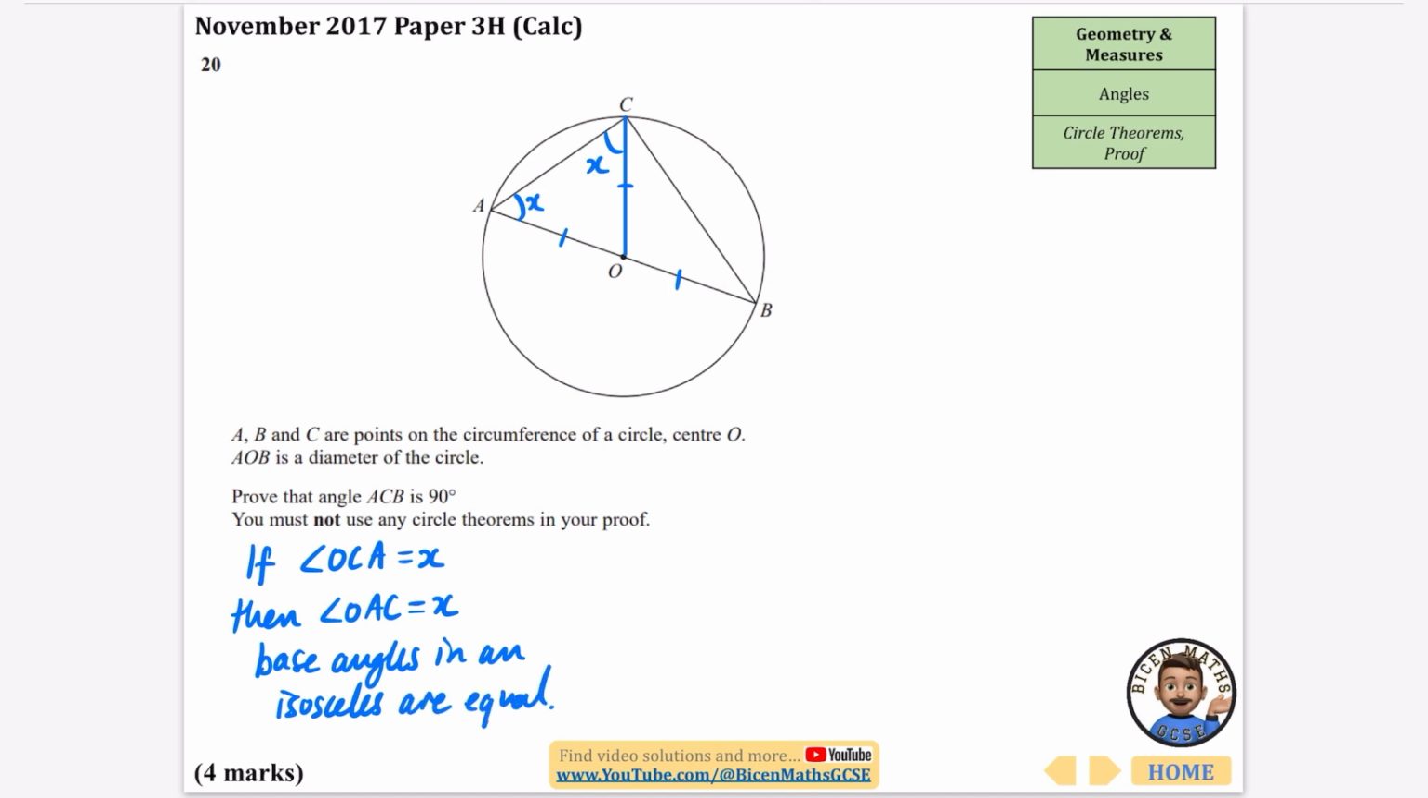Now I'm going to do the same kind of thing over here. I'm going to now call this one y, which means this one is y. So if angle OCB is equal to y, I'm going to literally write the same process, then angle OBC equals y, and it's the same reason. Base angles in an isosceles are equal.